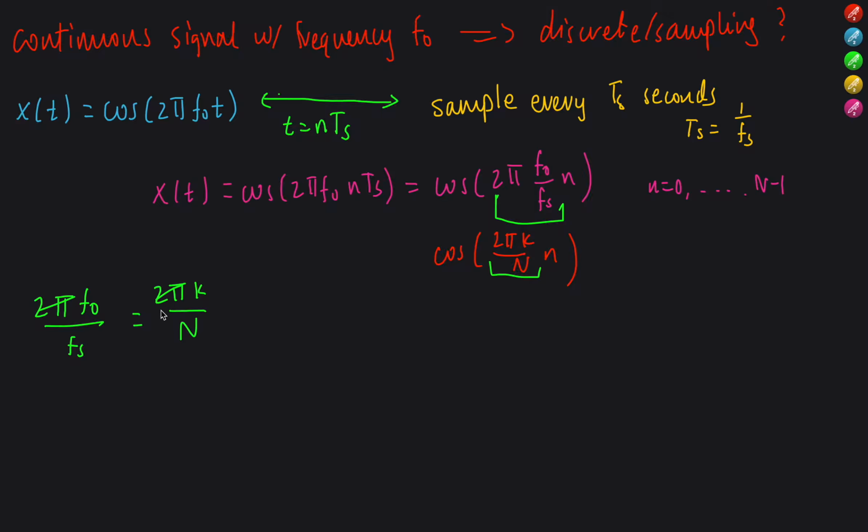The 2 pi's cancel out, and we get the relationship. We want to solve for k, for a discrete frequency. It says that k equals f naught over fs times big N. And this is really the key relationship. It says if your actual signal has frequency f naught and you sample with frequency fs this many times, this is going to be your discrete frequency. And it's a good relationship to have.